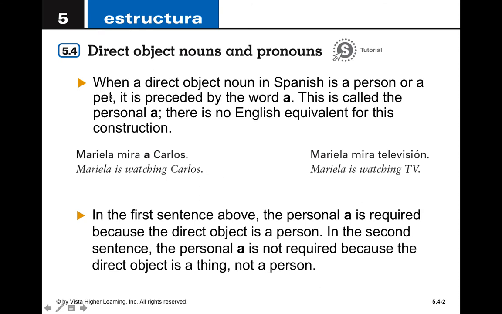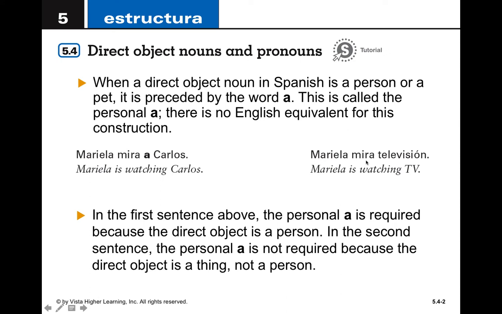So the slide goes on to tell us when a direct object noun in Spanish is a person or a pet, it is preceded by the word a. This is called the personal a. It's this weird thing. We're going to see that a bunch throughout the semester. And there's no English equivalent for this. Okay, so let's look at this example. Mariela mira a Carlos. Right, so if you look at the translation, Mariela is watching Carlos. That a doesn't have anything in English, okay? But in Spanish, it's necessary.